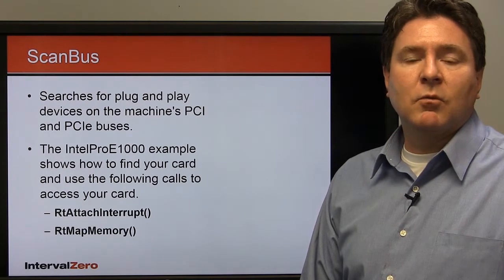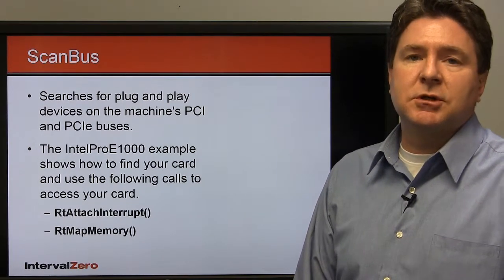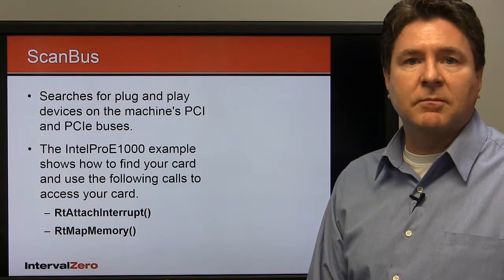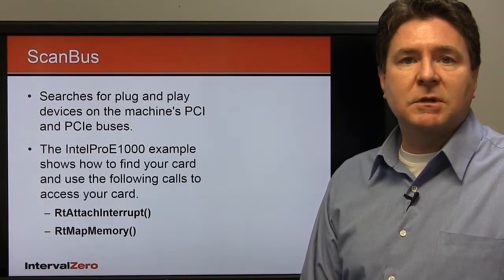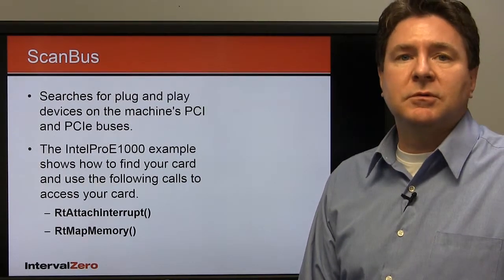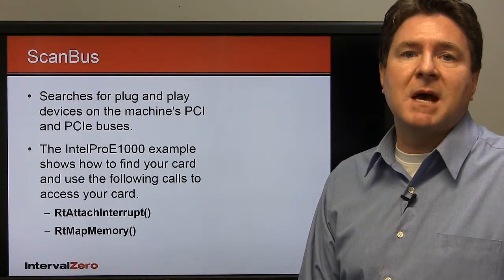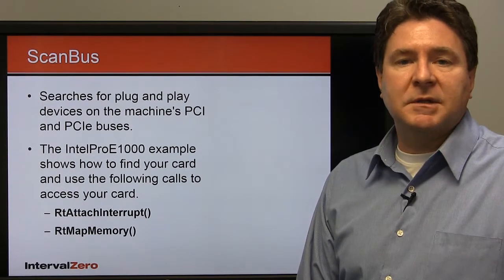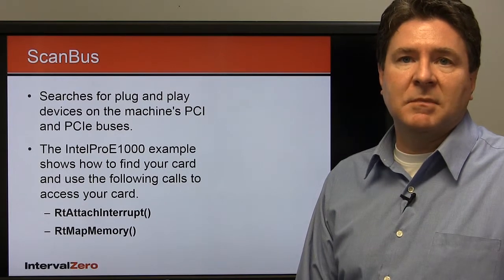And once we do that, the CAN bus doesn't show exactly how to attach to it. So there's another sample called the Intel Pro E1000, which we won't go through because it's a bit more complicated. But in that example, you can see the RtAttachInterrupt and the RtMapMemory call that you would use with data you'll get back from the CAN bus.